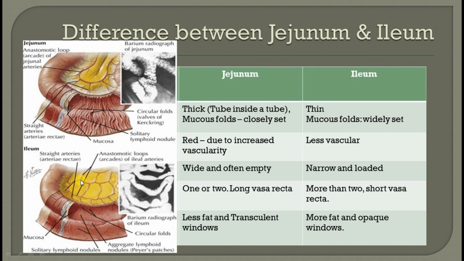So to summarize, in the jejunum the valves of Kerckring are more closely or thickly set, so the tube is thicker as compared to the ileum. Then the width or the caliber of the tube itself is comparatively wider in the jejunum than the ileum. With respect to the mesentery, there is more fat in the ileum. Then arterial arcades: one or two arcades in the jejunum and the vasa recta are long, but in the ileum there are short and numerous vasa recta.